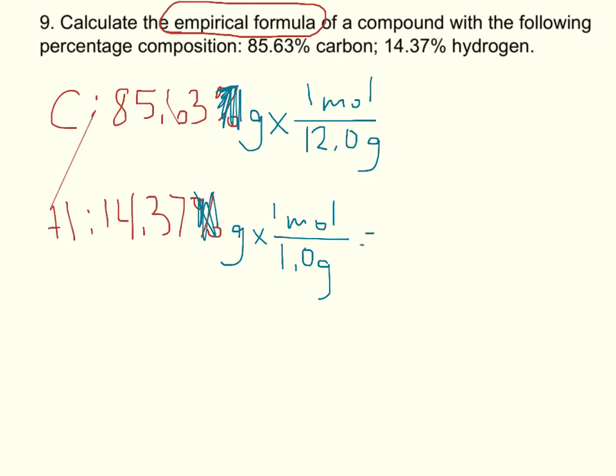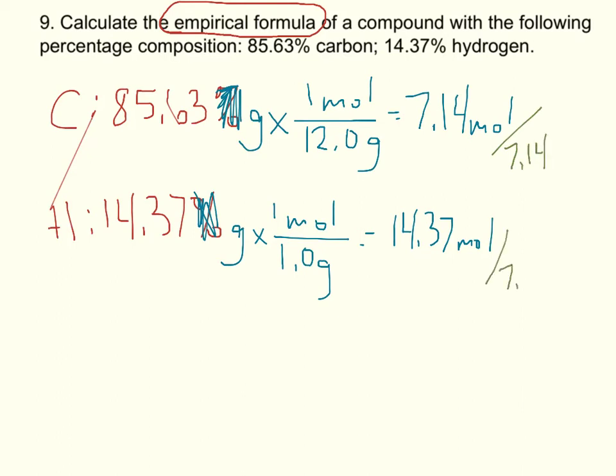Get out your handy calculator, and that's 14.37 moles of hydrogen, and 7.14 moles of carbon. So the ratio is carbon 7.14 to hydrogen 14.37. But I've never seen a chemical formula like that, and chemical formulas are supposed to have whole numbers. So what we're going to do is divide both of these by the smallest. Dividing them both will keep the ratio the same, and dividing them by the smallest will make the smallest equal to 1, and hopefully the larger one equal to a whole number above 1, which in this case is 2. Which means that the empirical formula is CH2.